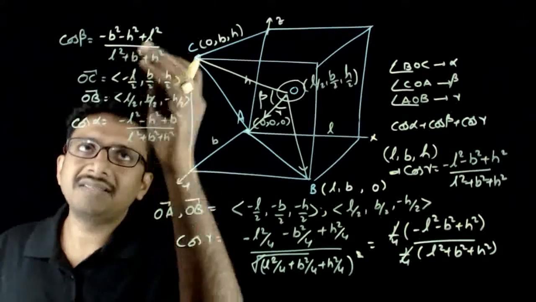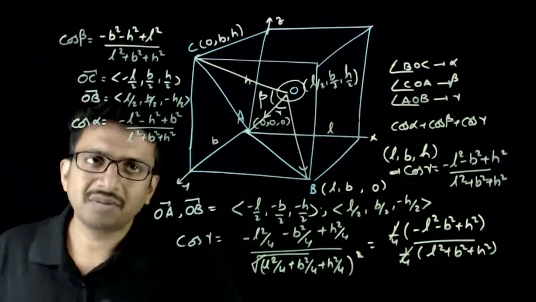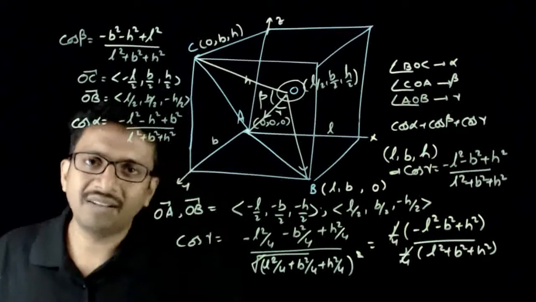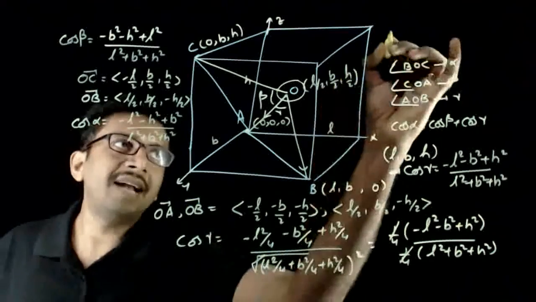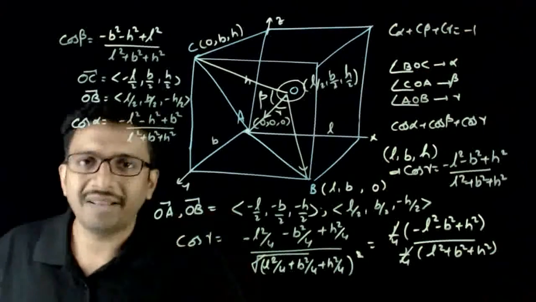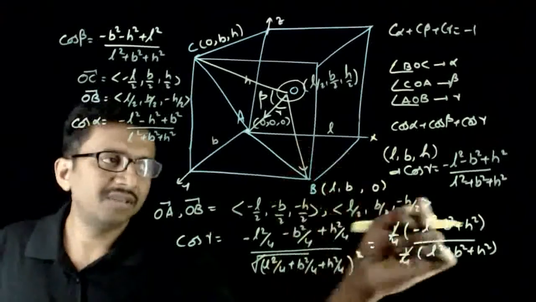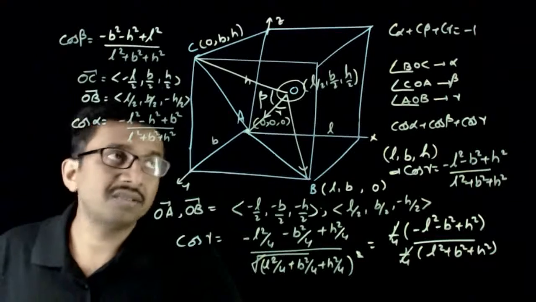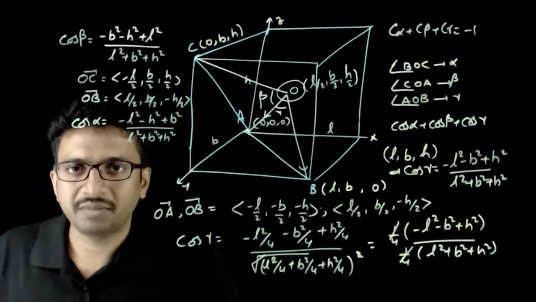So cos alpha is there, cos beta is there, cos gamma is there. You can just add them. The denominators are the same, so you just need to add the numerators. If you add them, you get cos alpha plus cos beta plus cos gamma is equal to minus 1. It's very simple. You get minus 1 as the answer. Thank you.